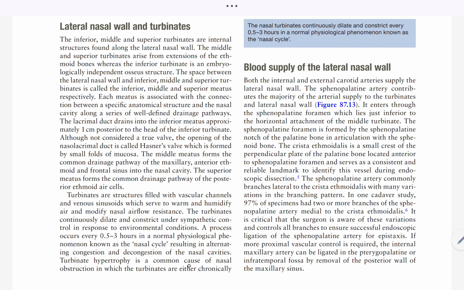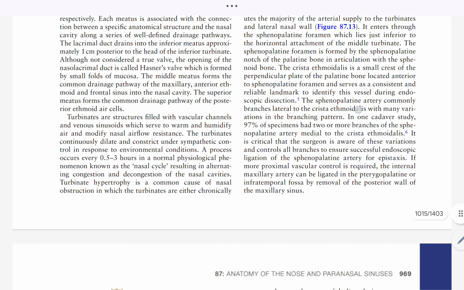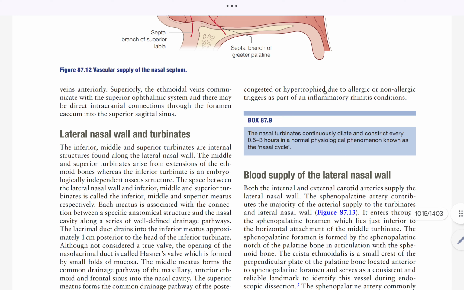Turbinate hypertrophy is a common cause of nasal obstruction in which the turbinates are either chronically congested or hypertrophied due to allergy or non-allergic triggers as part of inflammatory rhinitis conditions. The nasal turbinates continuously dilate and constrict every 0.5 to 3 hours in a normal physiological phenomenon known as the nasal cycle.